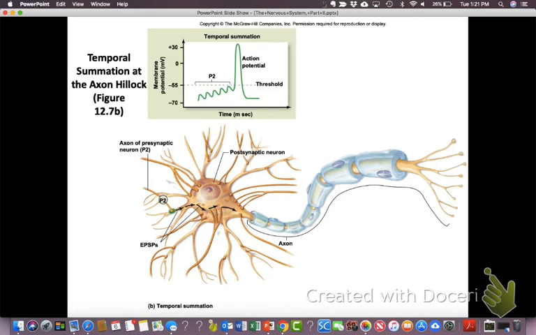Temporal summation is hitting the same synapse multiple times. So here we're just using one synaptic knob labeled P2, but we're sending one stimulus after another before it can recover from the previous one. So you've got 5 different stimuli from the same synapse, and you get the same result. You reach threshold at the axon hillock.